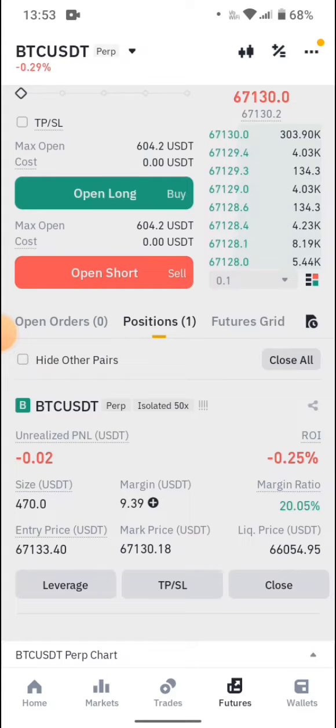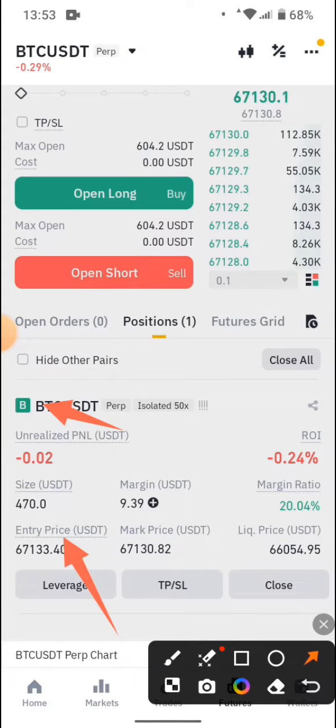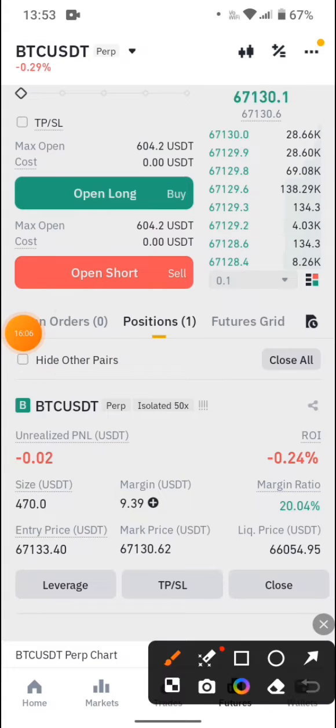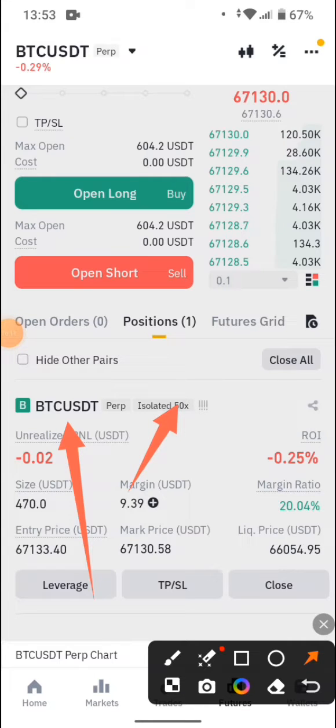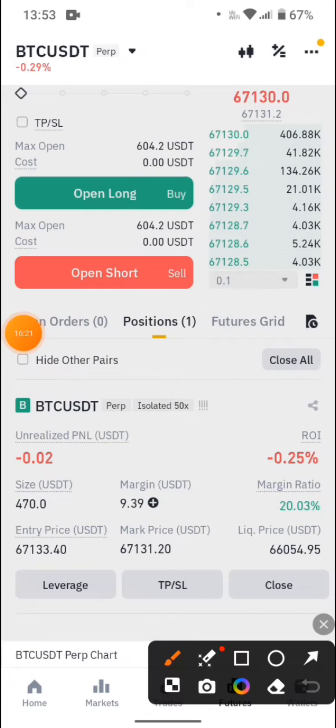Now I'm going to explain what you are seeing here. When you open the trade, this is what you see. This is your entry price, the price at which you enter, and you entered for a buy. This is the crypto pair which you are trading, BTC USD. I'll start from the top here. This is the leverage which you are using, 50x. The next thing is your current profit or current loss.